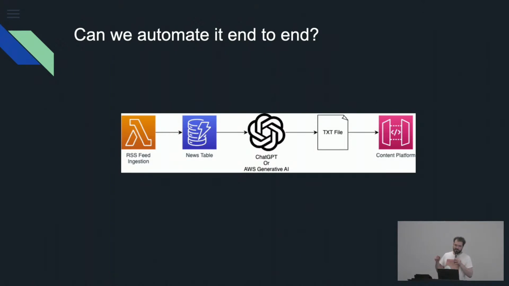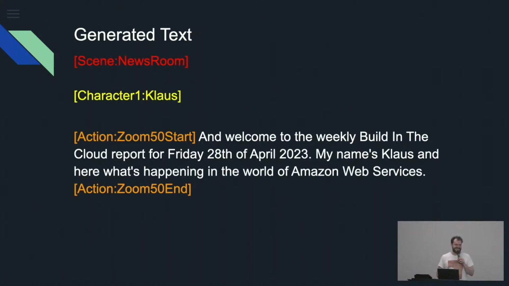There are RSS feeds on things like What's New in AWS. You can scrape those RSS feeds with a Lambda function and write it to a DynamoDB table that you could then pump to ChatGPT to have it generate the text file, to have it automatically generate the video. And now all of a sudden, it's automatically generating content from beginning to end without me having to do anything.